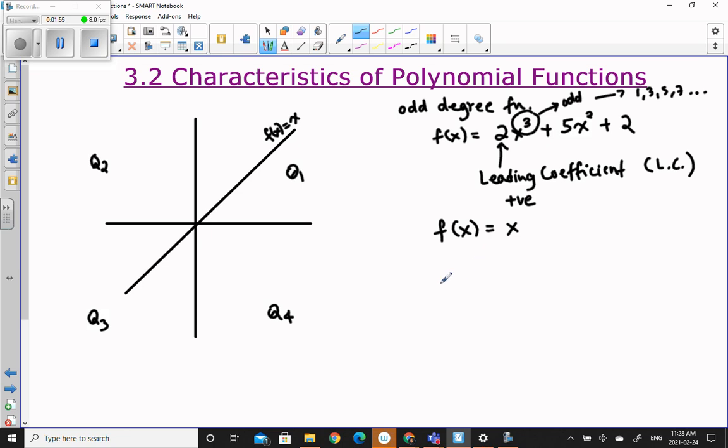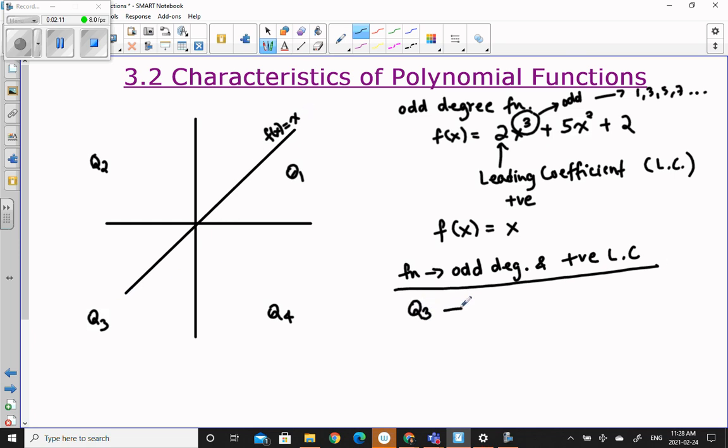So what are some characteristics that you notice if a function has an odd degree and a positive leading coefficient? What are some other characteristics you notice? It will always go from quadrant 3 to quadrant 1. Okay, the graph will be going from Q3 to Q1. I'm going to put arrows at the ends to show that it goes on infinitely in those directions.